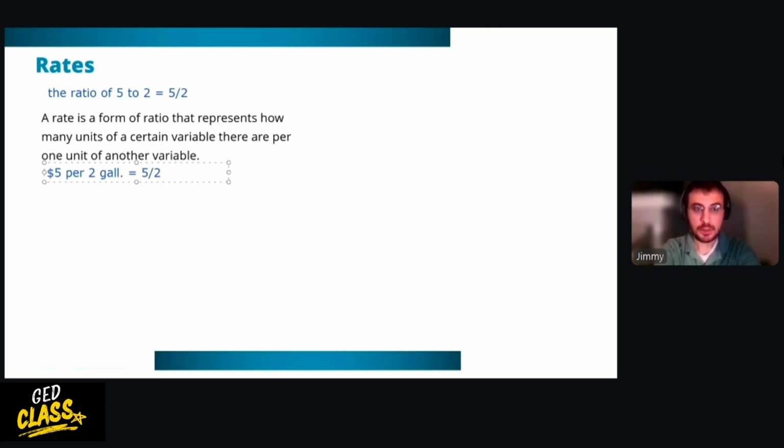But we can actually go further here. We can use units of measurement. We're told that it's $5, and that's for every 2 gallons. So the difference between what we have at the top and what we have on the bottom: the 5 over 2 is just a general ratio. The one on the bottom, $5 for every 2 gallons, is more specifically a rate because we have different units of measurement on the top and bottom pieces of our fraction.